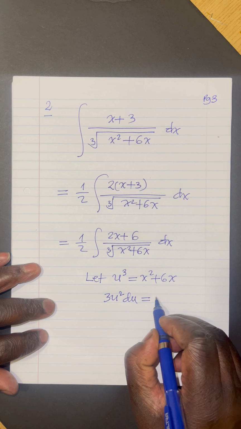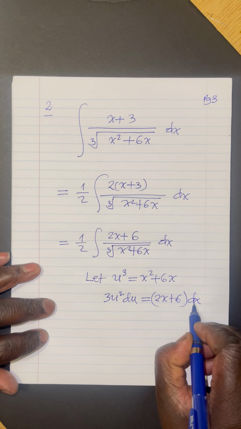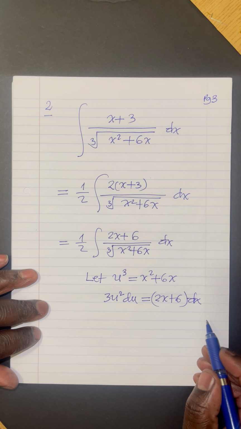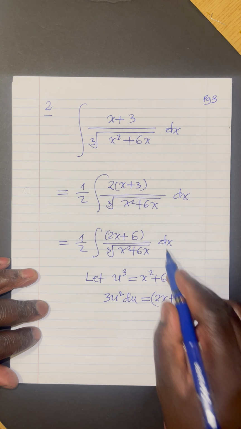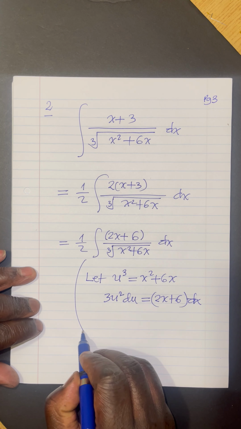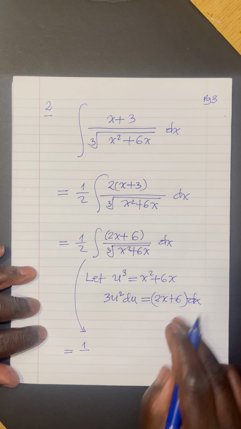On the right hand side, I'm going to have 2x plus 6, and then what do I have? dx. Now this is nice because now this expression here, the 2x plus 6 in the numerator, can combine with dx as follows. Let me rewrite that so that you can clearly see how the substitution will take place.